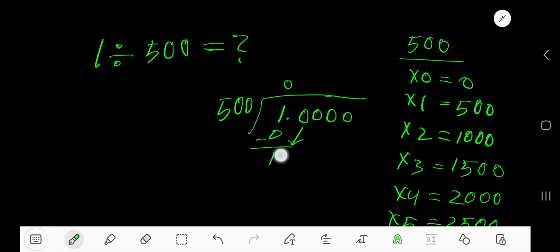Bring down the first 0, but before the 0 there is a decimal. The decimal must come to the quotient directly. 500 goes into this 10. How many times? 0 times, as 10 is less than 500. Now bring down the next 0.